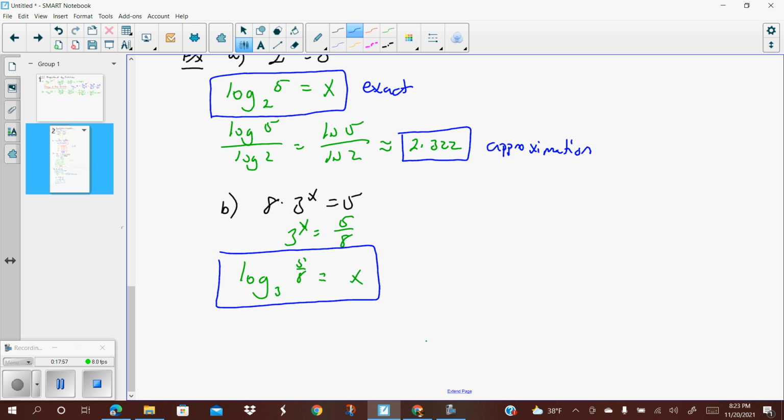If I want the decimal approximation, I'll just do the natural log this time. The natural log of 5/8 divided by the natural log of 3. Just make sure you plug this into your calculator correctly. And that will give you an approximated value of negative 0.428. Again, practice plugging this stuff into your calculator to make sure you guys can get the actual values here. So there is your approximated value.